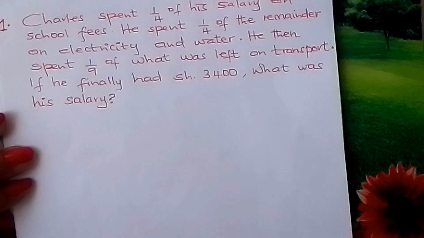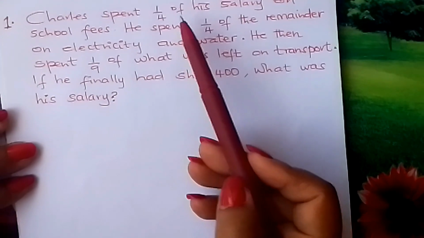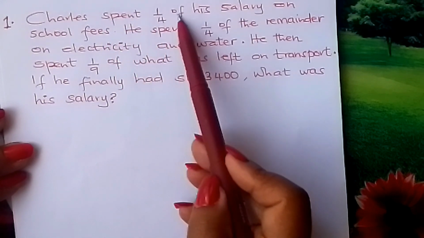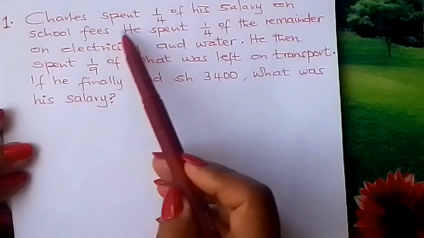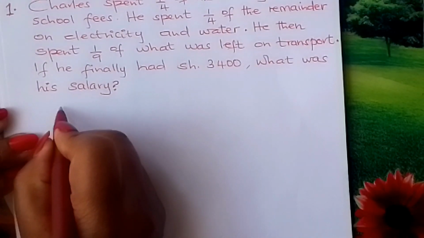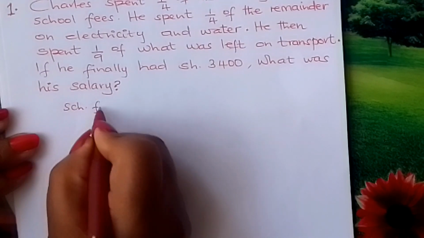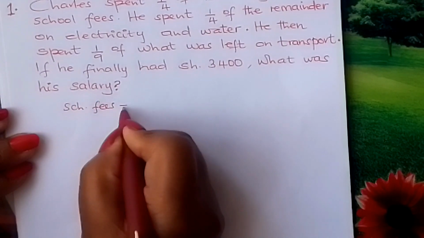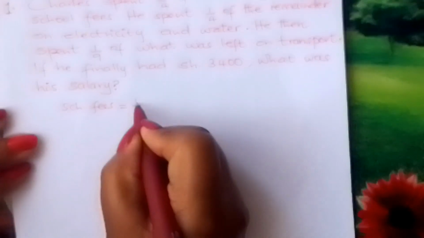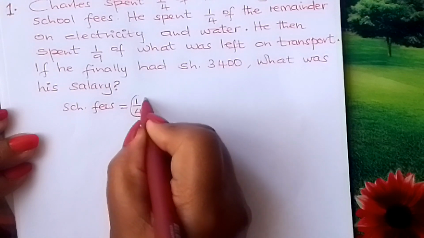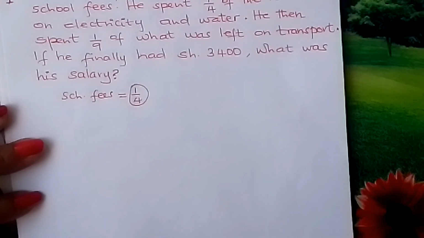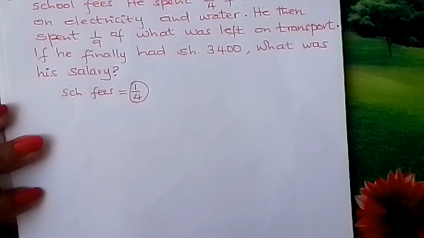The first thing is to make some short notes here. Charles spent a quarter of his salary on school fees. You come and write here for the sake of understanding: school fees. Charles spent a quarter. That one is very clear. You can even circle it like that. That is the actual fraction of his salary which is spent on school fees.